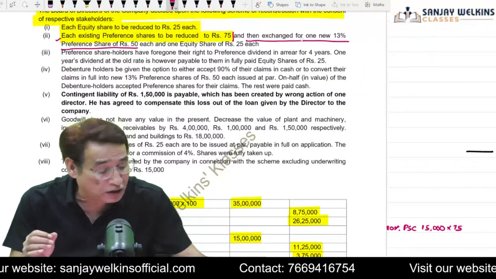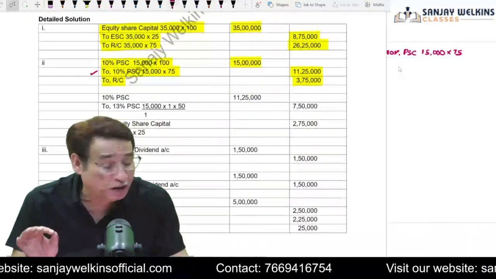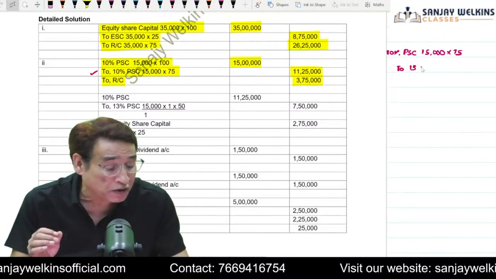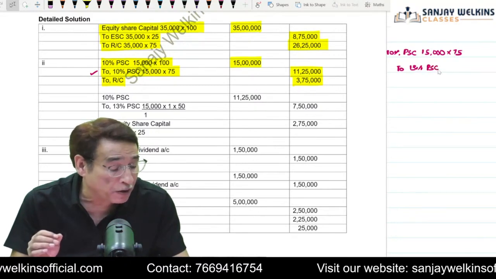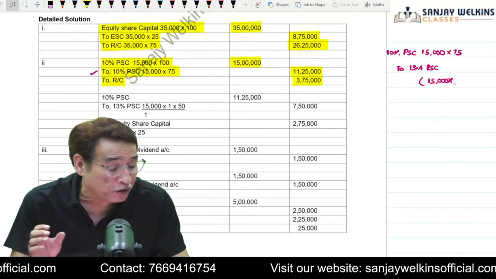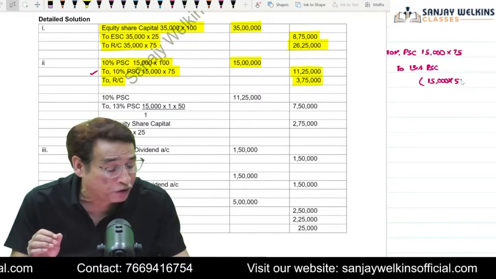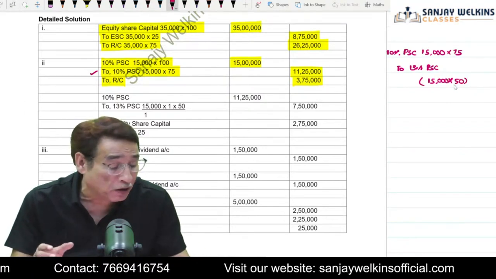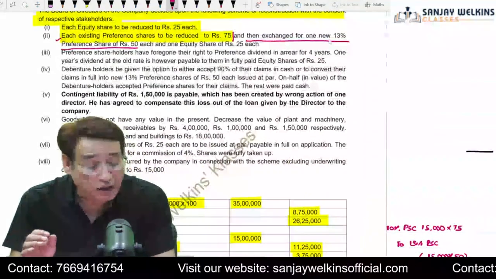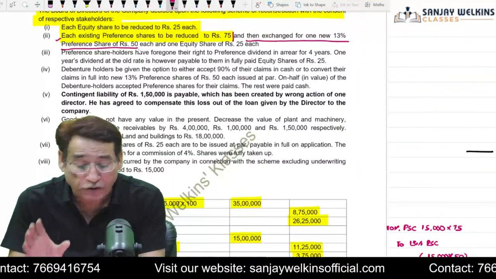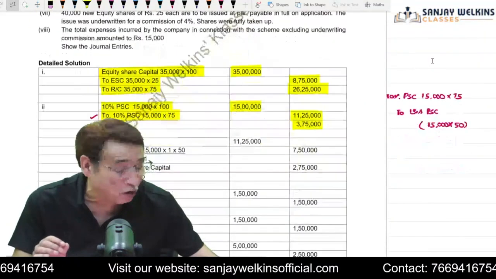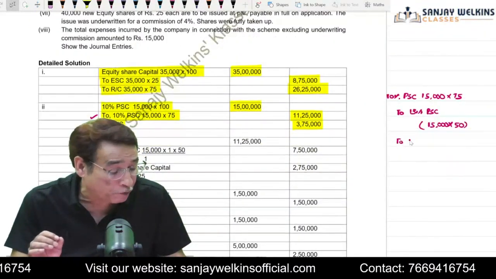After this, what is happening? These preference shareholders are telling us to kindly give them new preference share capital, 13% preference share capital. There are 15,000 shares, and each preference shareholder is going to receive a new preference share, which will be issued carrying a face value of 50. It is written over here: then exchanged for one new 13% preference share of 50 each, and similarly, one equity share of 25 each. And we are also giving them one equity share of 25 each.